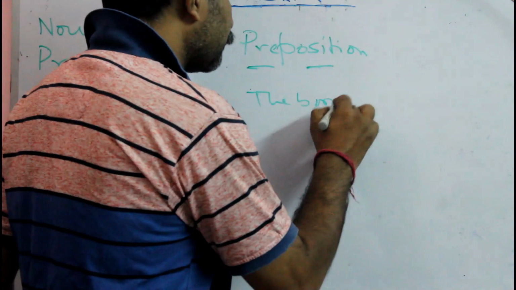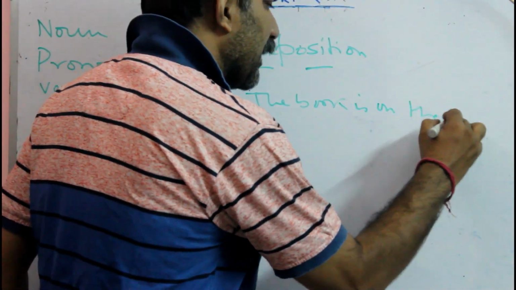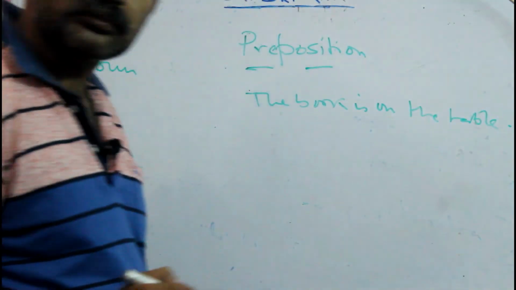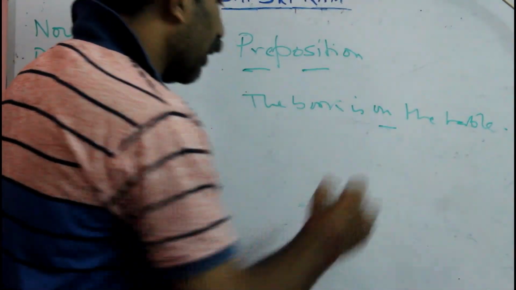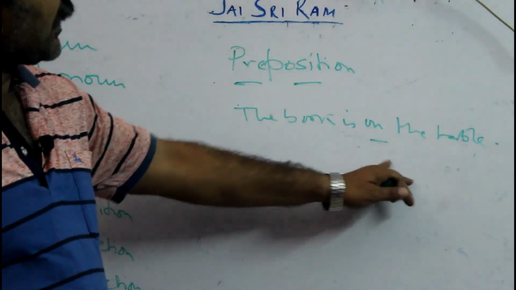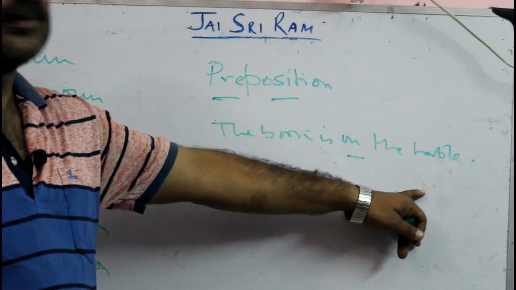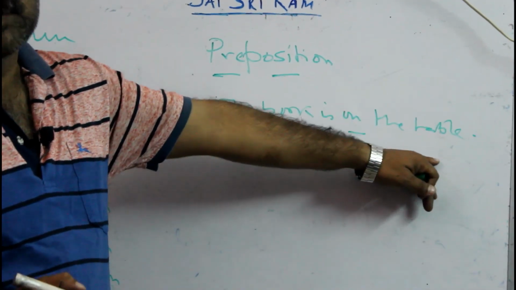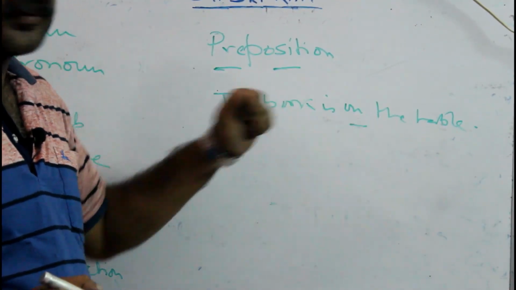The book is on the table. If you look at this word on, the word that comes after on is table. So this is the object of the preposition, and this is the preposition.